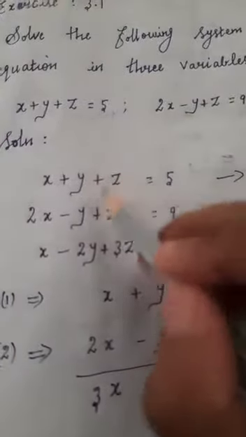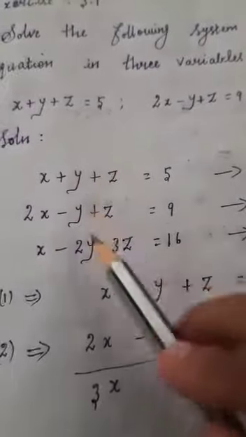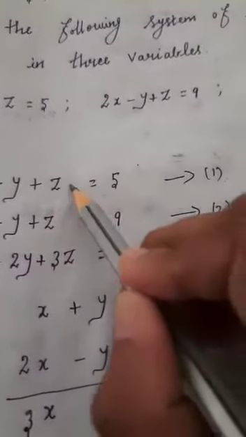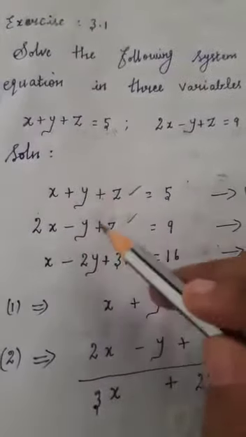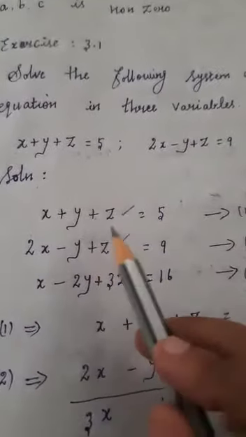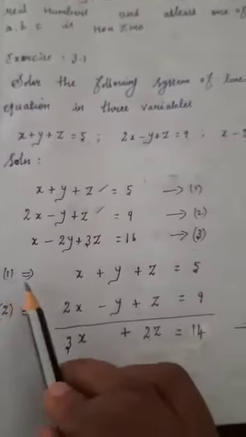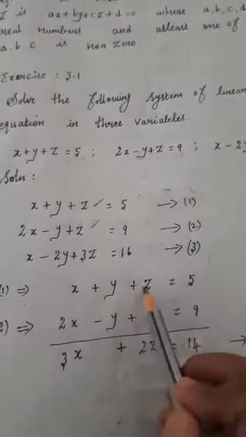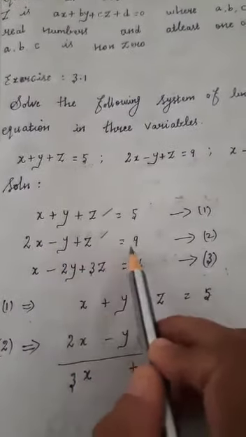First you have to choose any two equations, a pair we need to take. You can take first and second, first and third, or second and third, anything you can take. Here I have taken the first and second equation. The first equation, x plus y plus z is equal to 5, and the second equation, 2x minus y plus z is equal to 9.